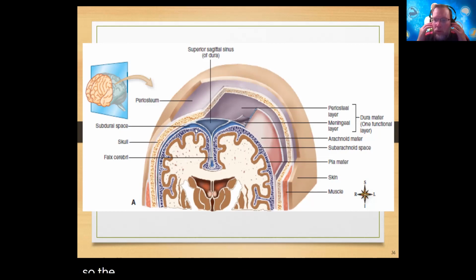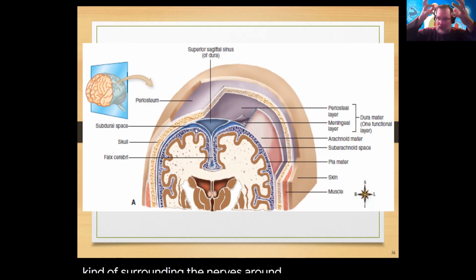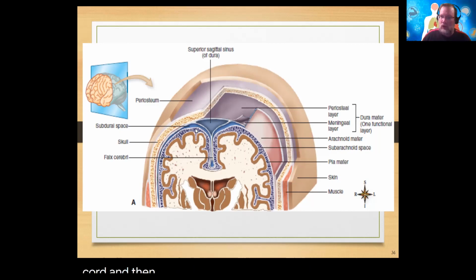So the point of an epidural is for pain management. We just basically need to get some anesthesia surrounding the nerve, surrounding the spinal cord, and then the nerve. We don't want to go into the subarachnoid space. I cannot have that anesthesia mixing in with your CSF and going up into the brain. That could cause severe headaches and a whole.